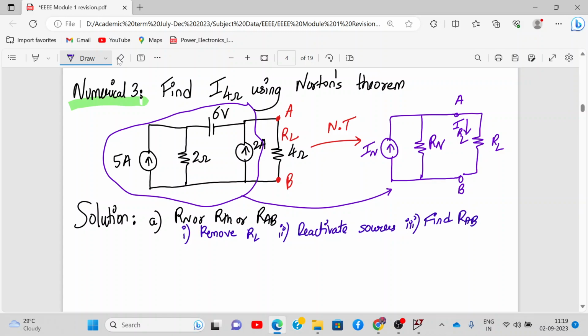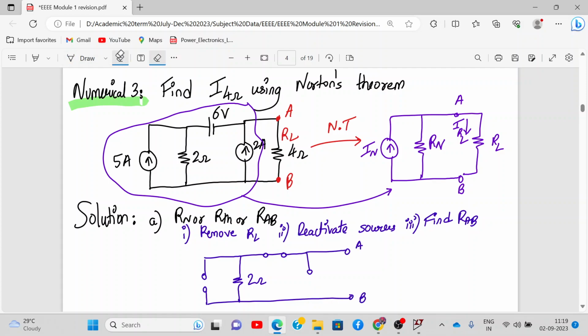Now listen very, very carefully to what I'm doing. I'm redrawing the circuit for RN. So what happens to the current source? Open circuit. Then I'm drawing this 2 ohm resistor. The 6 volt voltage source will be a short circuit. This 2 ampere current source will be an open circuit. And here are points A and B. I've disconnected RL. Alright, so let's see what has remained. This is how we do it, right? It is open circuit, and short circuit.